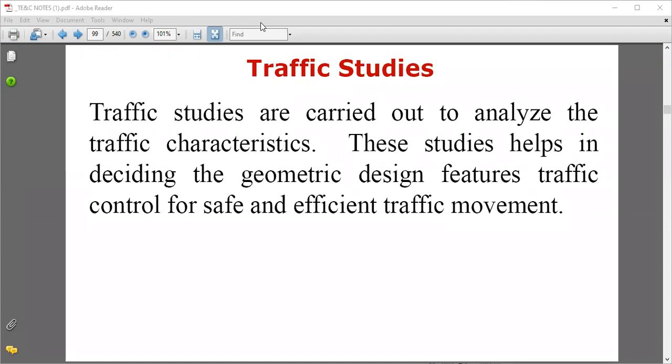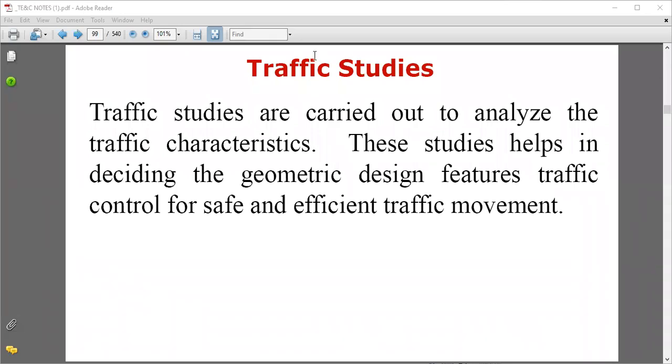Okay, so we'll move towards the first point, that is traffic studies. We'll first see what is meant by traffic studies and why to do these traffic studies. Traffic studies are carried out to analyze the traffic characteristics. These studies help in deciding the geometric design features and traffic control for safe, efficient traffic movement.